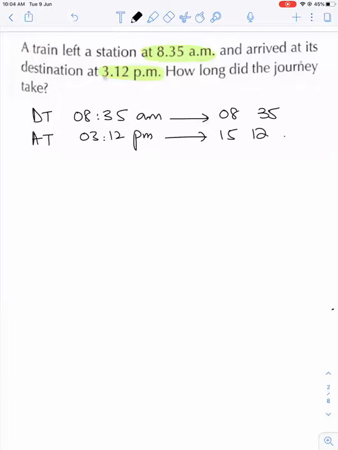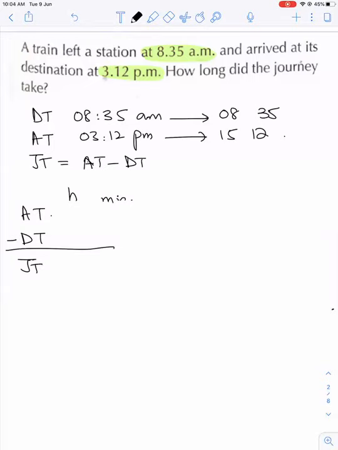Now we start doing the question. We're supposed to find out the journey time. The formula for journey time is arrival time minus the departure time. We're going to write down the arrival time on the top, the departure time underneath, and subtract the two to get the journey time. Arrival time given to us in the question is 15:12. Departure time is 8:35. We're going to subtract the two.